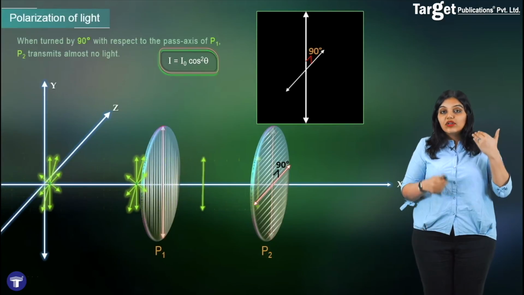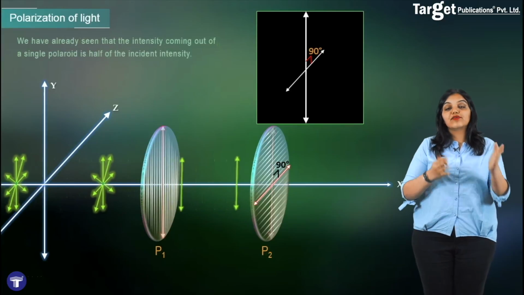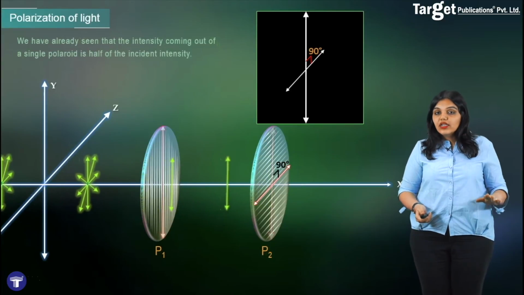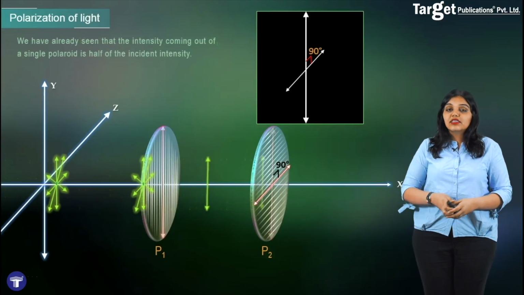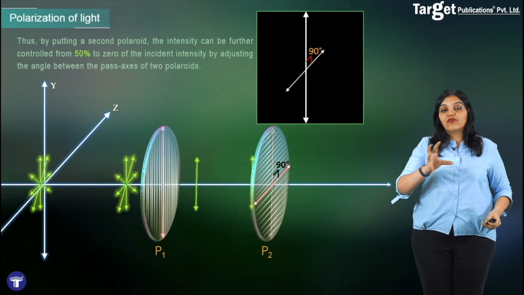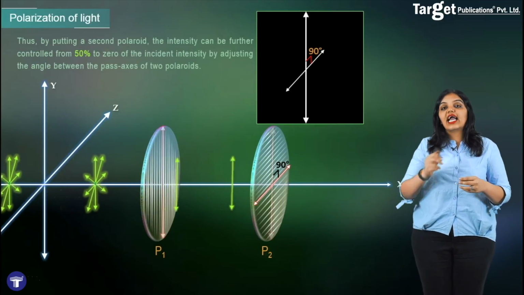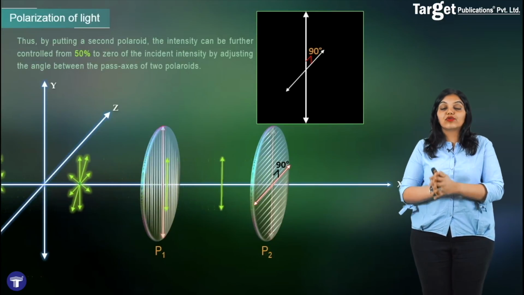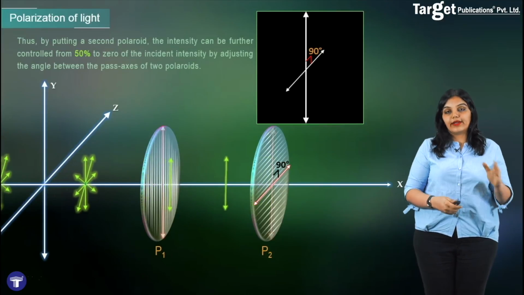Also note that already the intensity coming after the first Polaroid is 50% of the original intensity. It's already half. But by placing the second Polaroid, you are able to control this remaining half of the intensity also from 50% to 0 by changing the angle that the pass axis of the Polaroid P2 is making with the pass axis of the Polaroid P1.